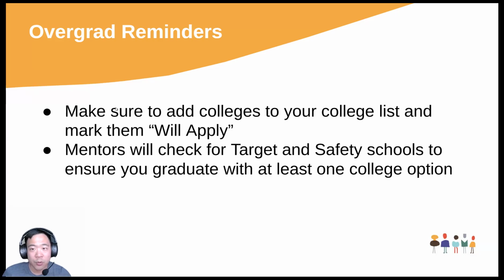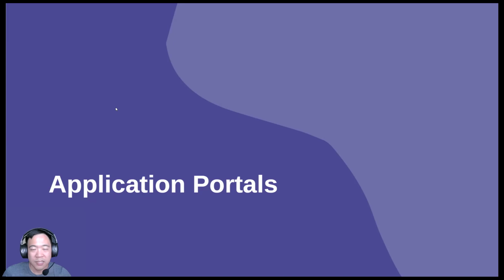Before we get started, just a quick reminder to mark your colleges as will apply on Overgrad. Your mentors will go over your college list with you to make sure that you have a mix of target and safety schools. This will ensure you graduate with at least one four-year option in addition to the other options we'll explore later. Let's start with all the portals you need to keep track of.